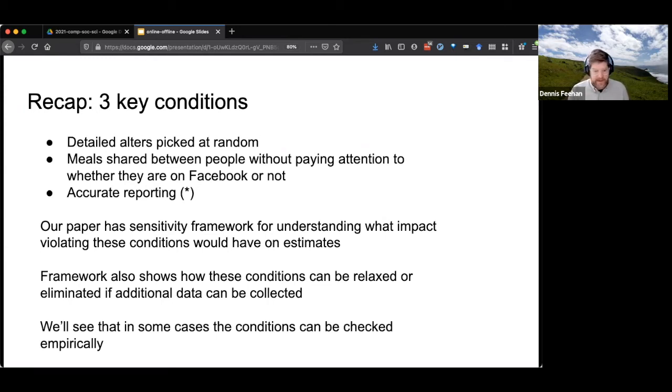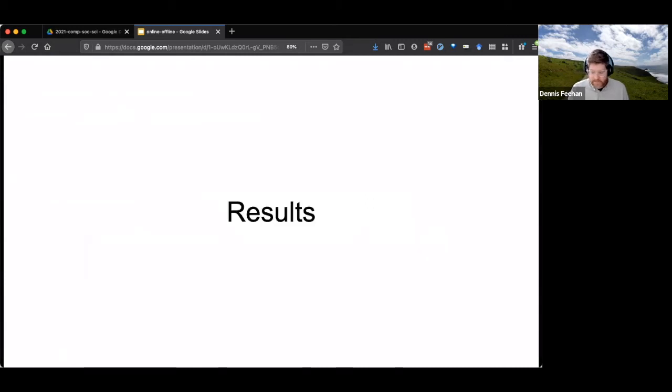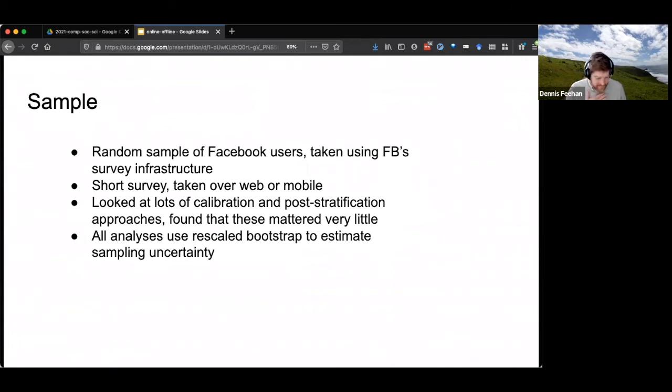And again, the paper has an analysis of what exactly that entails. And then I'm also going to show you some empirical results soon that will give you a sense of how we can try to assess how well these assumptions are being satisfied in real data. Okay, so let's move on to the empirical results.